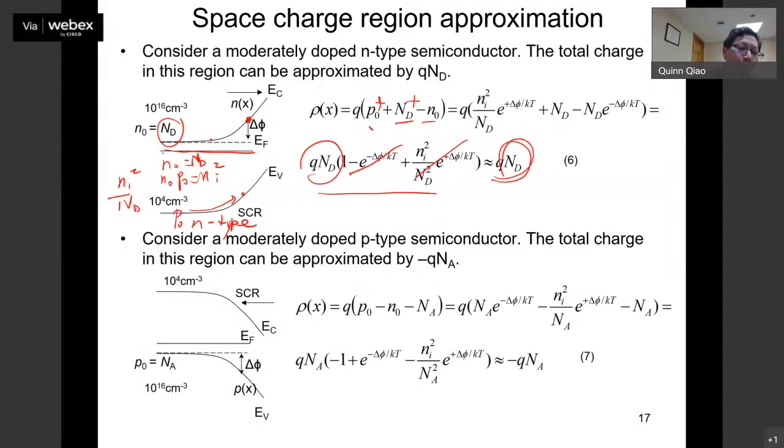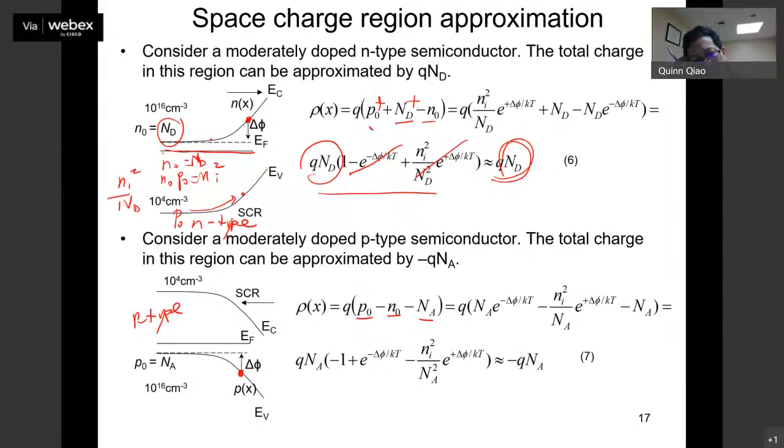If you analyze the P-type, you get almost the same thing, right? You think about the P-type, the band is here, find these positions. Now it's P-type, right? The majority carrier is p0, right? And the minority carrier is electrons. And also all these ionized ions, right?